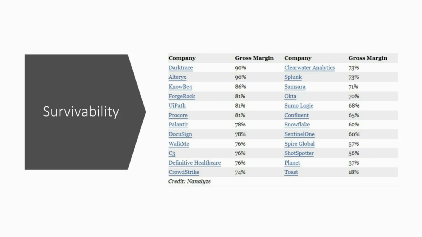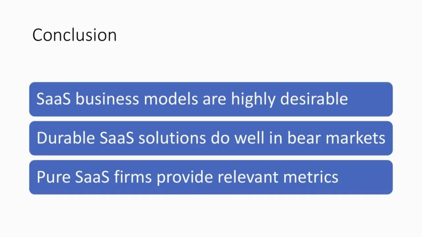So just to conclude, SaaS business models are highly desirable. We've looked at why that is and some metrics that you can use to assess SaaS firms, regardless of what sort of offering they provide. Durable SaaS solutions do better in bear markets. That's why you should understand how durable a solution is. How easily can it be displaced by competitors? If it's a blue ocean, then it's certainly a lot stronger position than if there's somebody else offering something similar. And pure SaaS firms will always provide relevant metrics. They should provide these relevant metrics so you can gauge the health of their business at any given time.